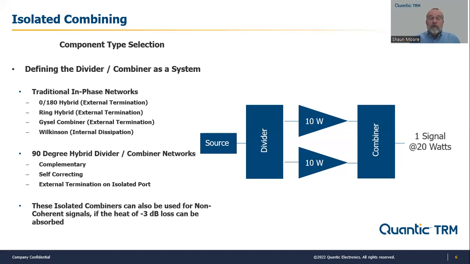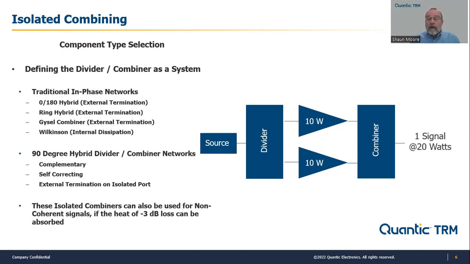The sorts of things that we like to look at here are things that have good external terminations to handle any reflected energy coming back from the combiner due to phase or amplitude mismatches, ways that can absorb that heat. Things that do that quite well are a traditional 0-90 hybrid, a ring hybrid, or a Gysel combiner. These all have 50 ohm terminations on the isolated port, which makes them really well suited for building this sort of isolated combiner.